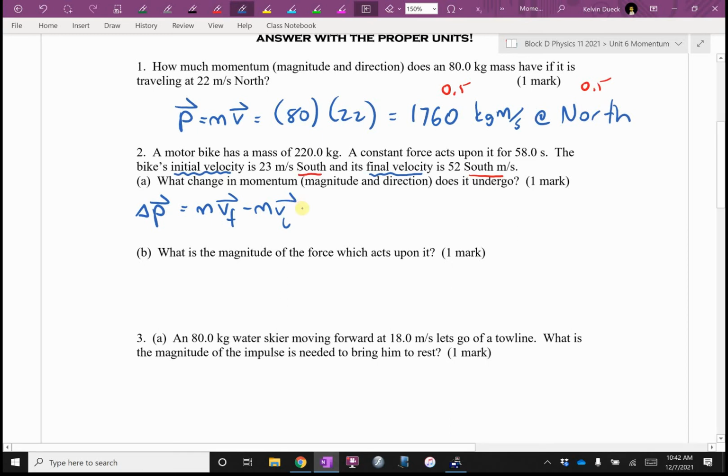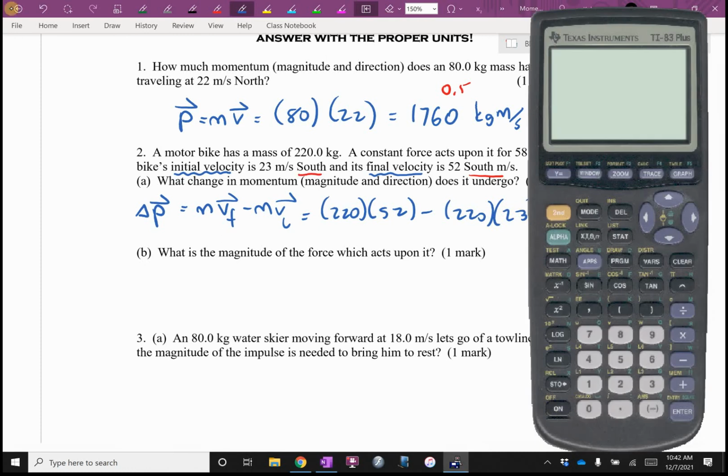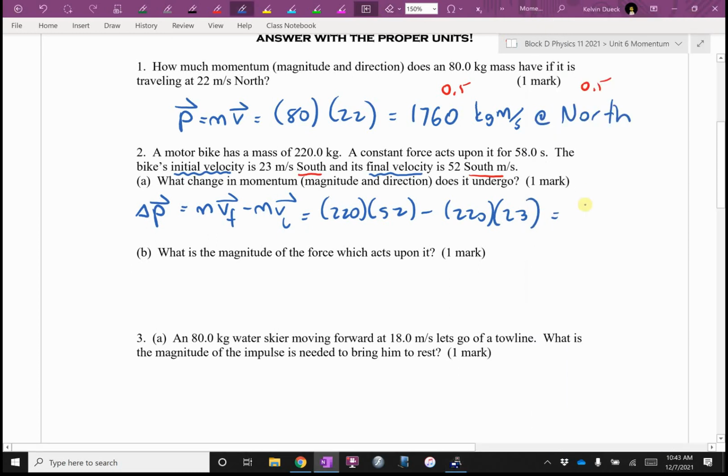So it's going to be m times 220, 52 minus 220, 23. Did you all get 6,380? Direction? Because it did say magnitude and direction. Must be the same as the velocity. 6,380 kilogram meters per second south.